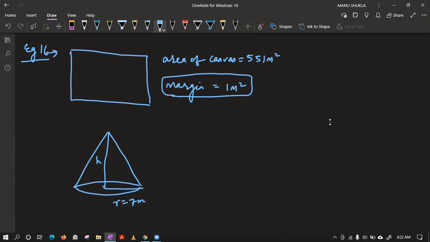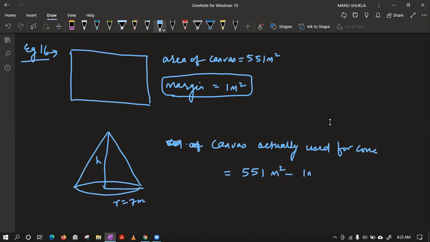So you can say, volume, or you can say canvas actually used, right? Canvas actually used for the cone will be given by 551 meter square minus 1 meter square, which was your wastage. So 550 meter square is the actual usage of canvas for the cone.